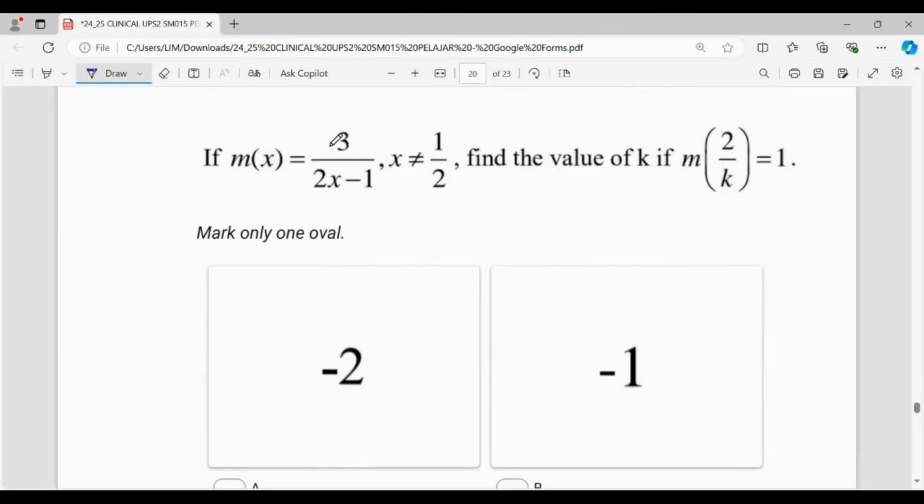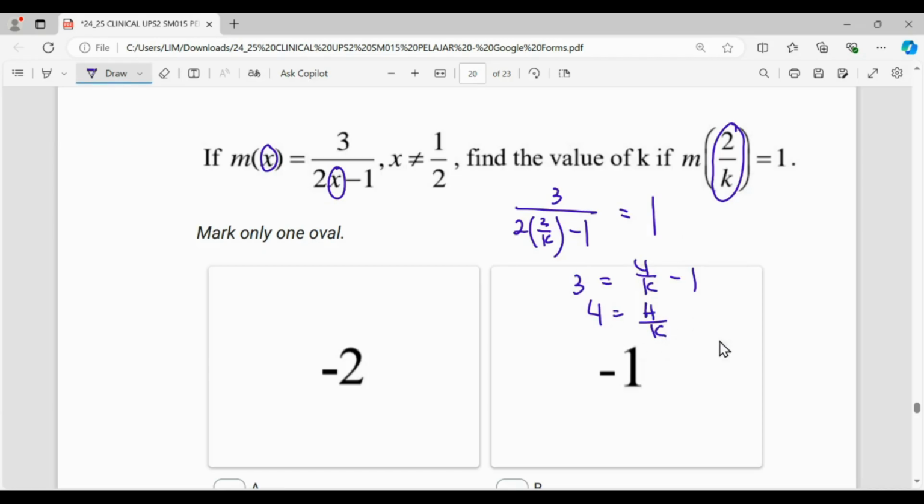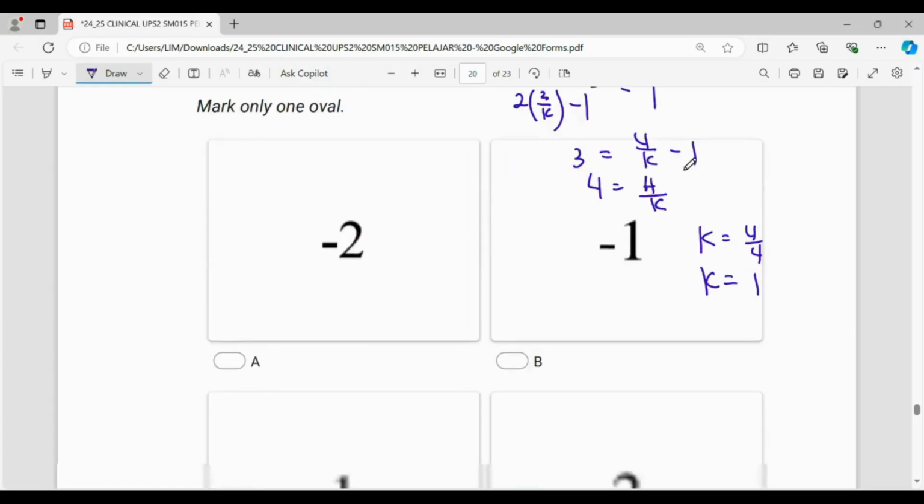This function is a rational function where the denominator cannot be 0. Find the value of k if substituting 2 over k into this function gives you 1. So it will be 3 over, substituting the 2 over k into the place of x here, and the answer equals 1. We do cross multiplication. Here we have 4 over k minus 1. Then plus the 1 here becomes 4. And then cross multiply again. So k equals 4 over 4. Therefore, k is equal to 1.